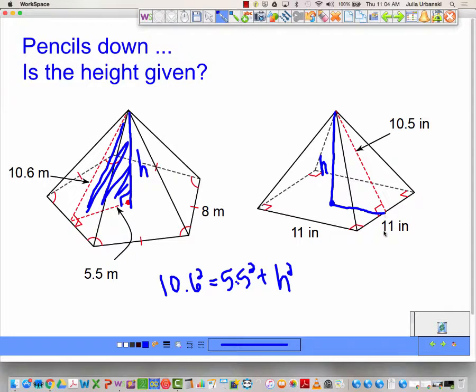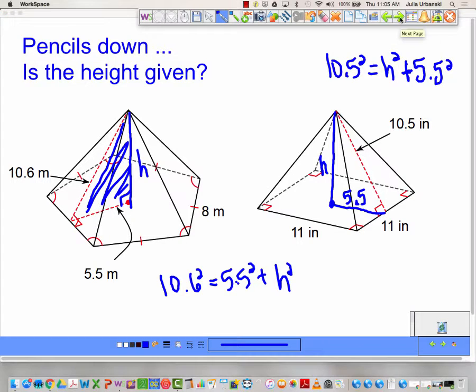Now this one's a little bit different. What's the hypotenuse? 10.5. But what are the other two sides? One is h squared. What's this? That could be, so it's only halfway. That's right, 5.5. Excellent. Since it's 11 all the way across, 5.5 is halfway, which is where the height came to. So you would have to work that like that. We'll have some like that later, but I just wanted to quiz you on that.